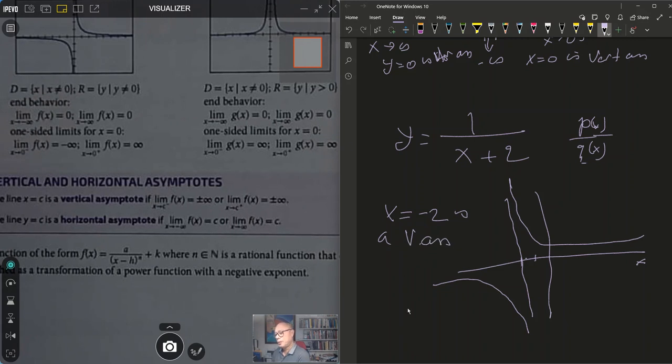So we can say limit x going to minus 2 from the right, the value of f(x) is infinite. When x goes to minus 2 from the left, f(x) would be going to negative infinite.